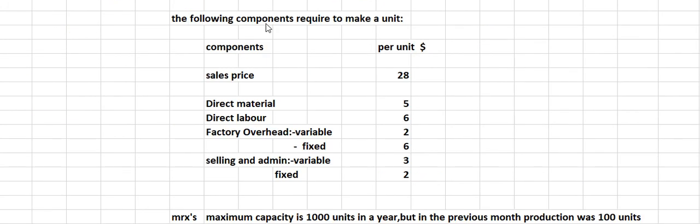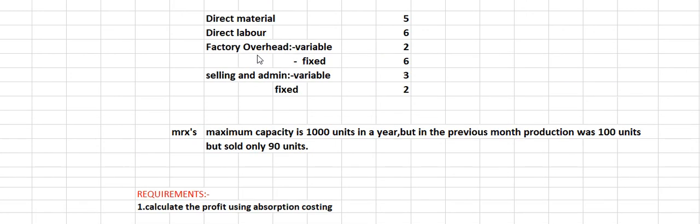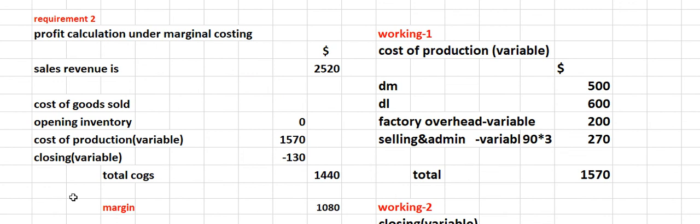So now see requirement 2, which is calculate the profit using marginal costing. So here is the solution of profit calculation under marginal costing. The system of marginal costing finds the margin after deducting all variable cost of goods sold from sales revenue. So here we only consider variable cost of goods sold.